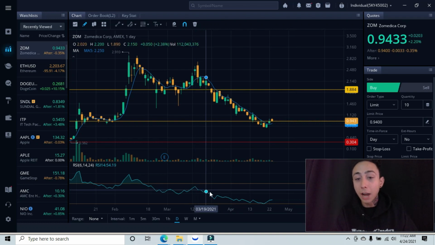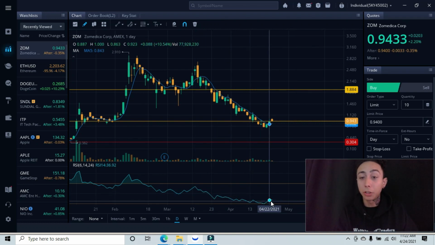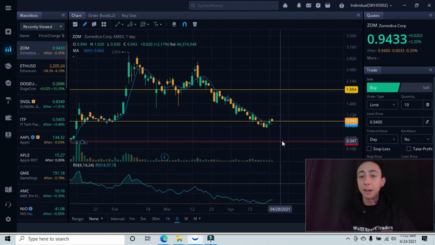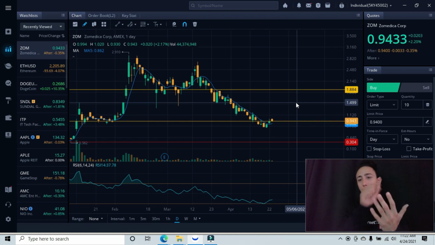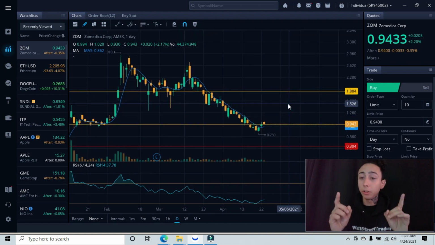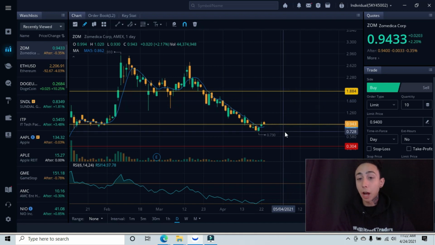On the RSI, you can see that we were oversold and starting to correct. So that's another good sign. And also we'll check on Monday how the volume looks, but usually ZOM has no problem with volume. So that's also another good sign. So all my check boxes are checked off right now. I don't see this being a bad buy as of right now, as long as you guys have your stop loss set.